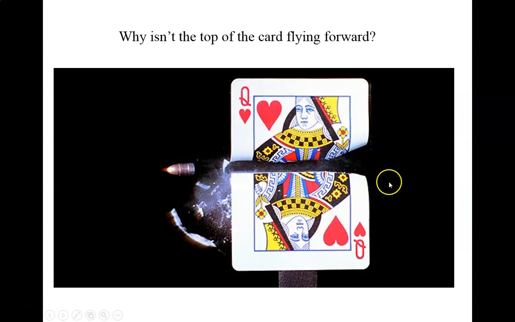This is just a picture I thought was cool of a bullet slicing through a playing card. You can see that it's sliced through, and the top of the card isn't traveling along with the bullet yet, because even though this is very light, it still has inertia.